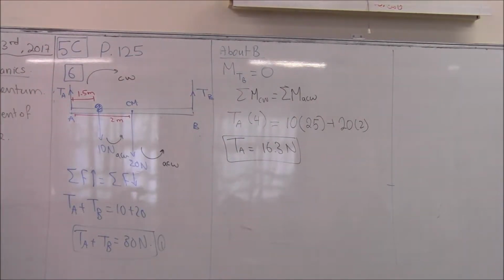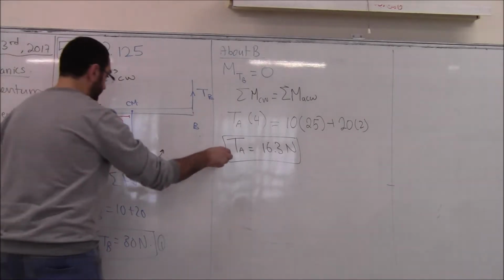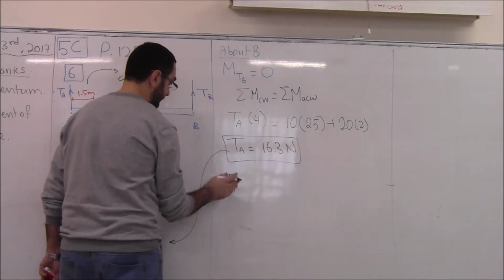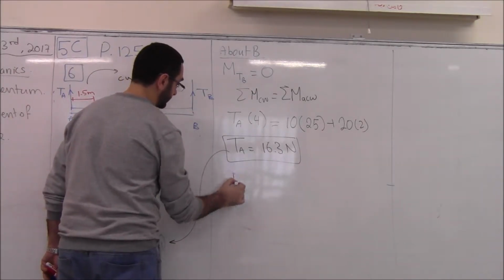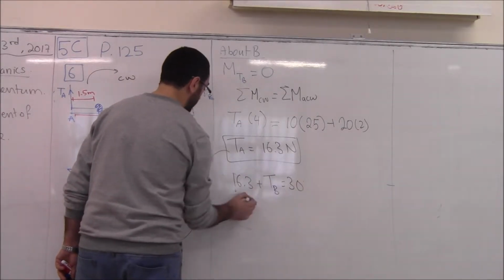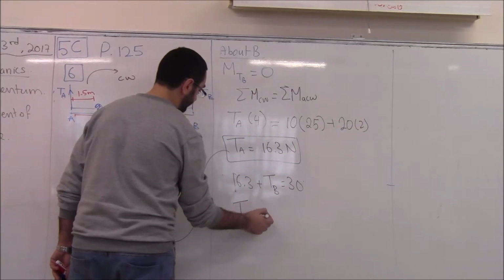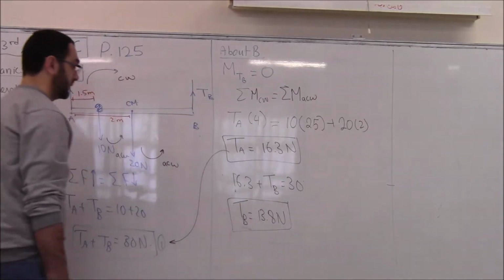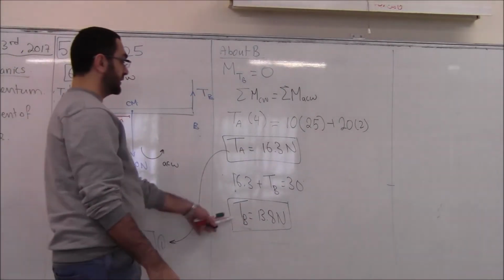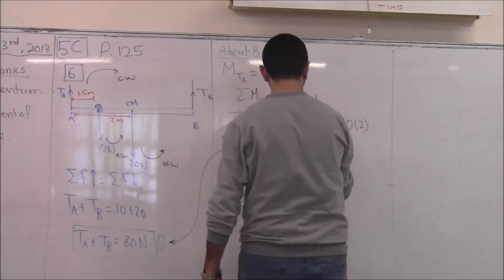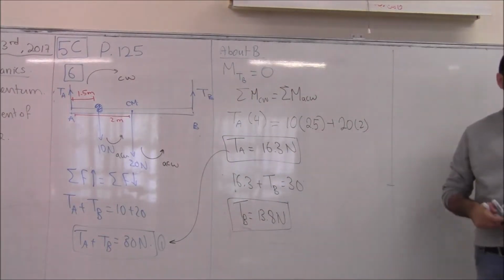How can I find TB? Substitute. Plus TB. So TB equals 13.8. 4.7. Okay. Any question, guys? No. Any question about this? Yes. Where did you get the 2.5? Okay, fine.